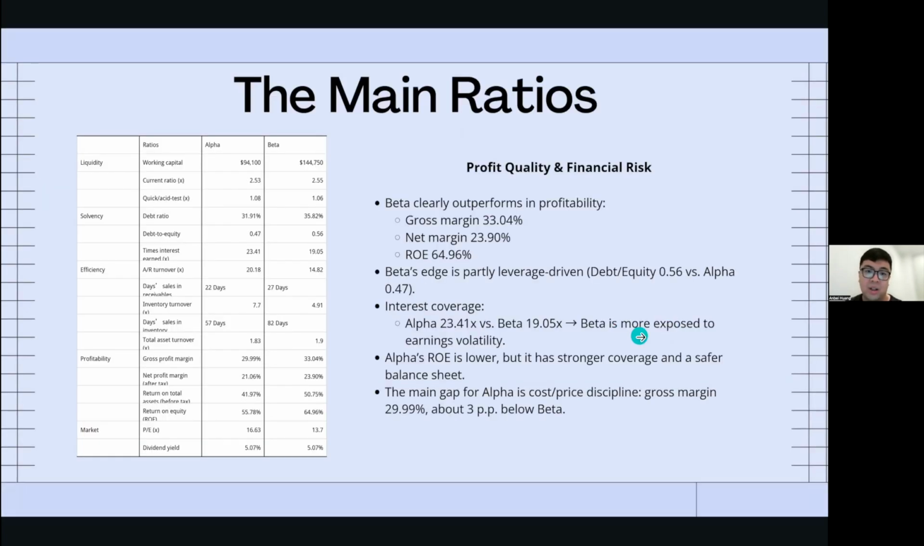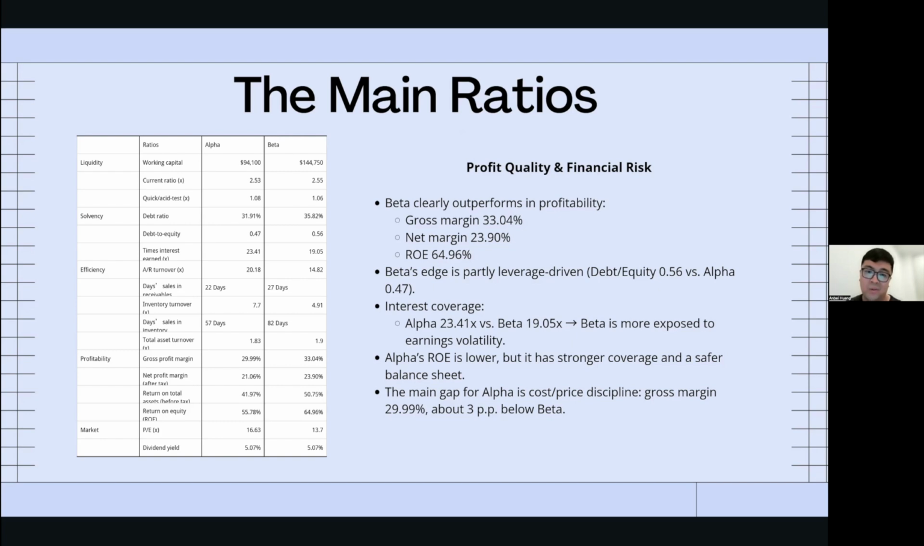The second part, profitability and financial risk. On profitability, Beta is a clear leader. Gross margin is 33 percent versus Alpha's 30 percent. Net margin is 24 percent compared to 21. Return on equity is nearly 65%.